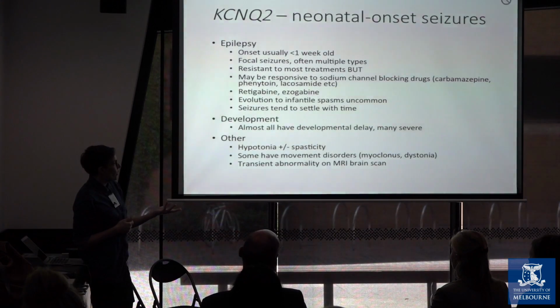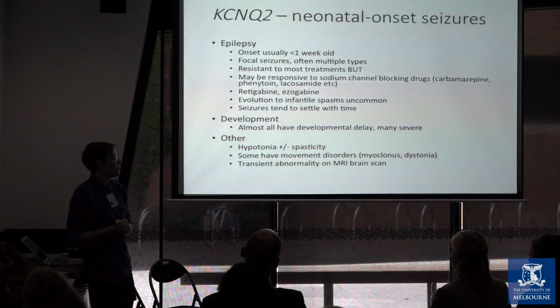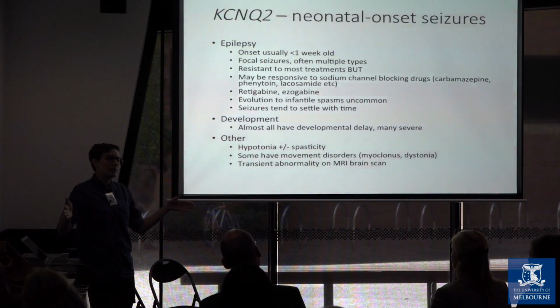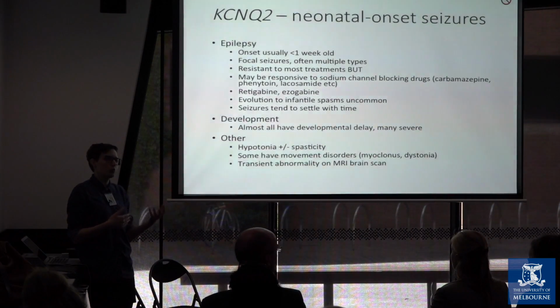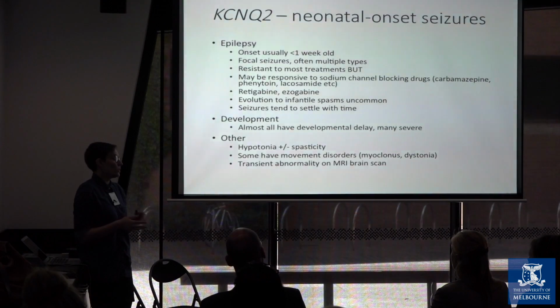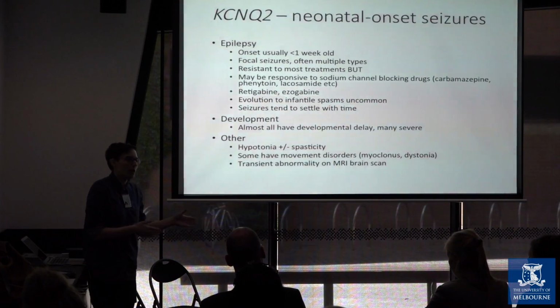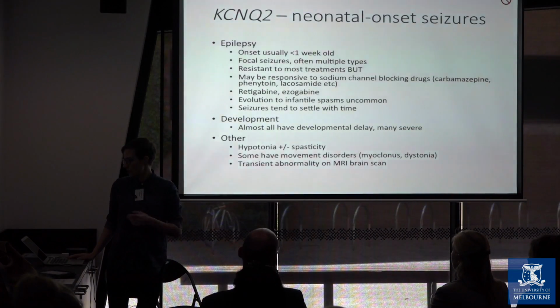Ingrid showed a nice video of a child who was quite severely affected with KCNQ2, with very severe developmental outcome and a movement disorder. There actually is a reasonably broad spectrum of severity of developmental outcomes, but a lot of children would have at least a moderate level of intellectual disability. Again, we may not quite appreciate the milder end of the spectrum as fully as actually is there.